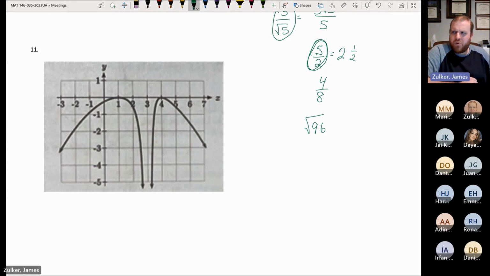Right, 96 is divisible by 4. So it's 4 times what? It'd be 4 times 24, I believe, because 4 times 25 is 100. Oh, but 24 is also divisible by 4. That's 4 times 6. So this is actually 16 times 6, and you could write this as 4 root 6, fully simplified. But I'd be okay with either one. But something like 4/8, which is obviously 1/2, that will have to be simplified. So the obvious simplifications you do have to make.